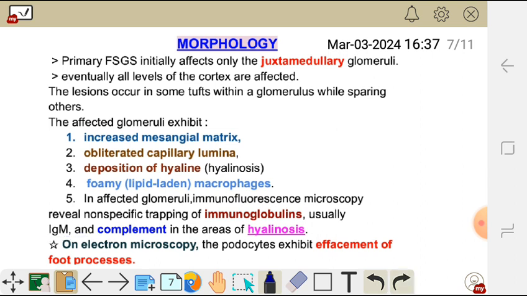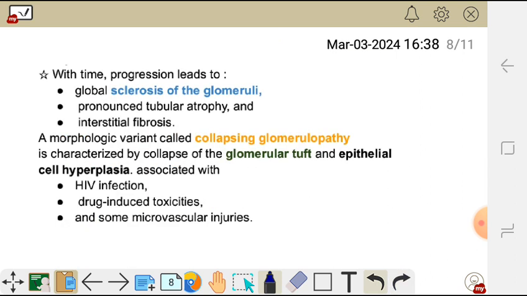Okay, so if we use an electron microscope, we are going to observe effacement of foot processes, as in minimal change disease. Wearing off of the foot processes of podocytes is going to be observed. Then with time, the same disease can progress to global sclerosis of the glomeruli. From the segment it can involve the whole glomeruli. And we also have pronounced tubular atrophy.